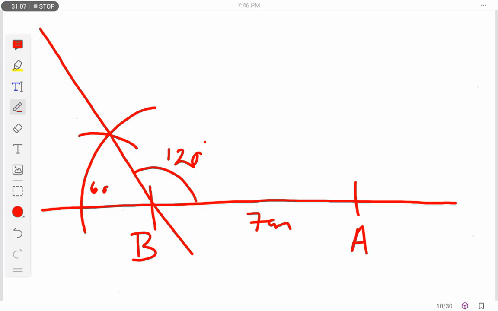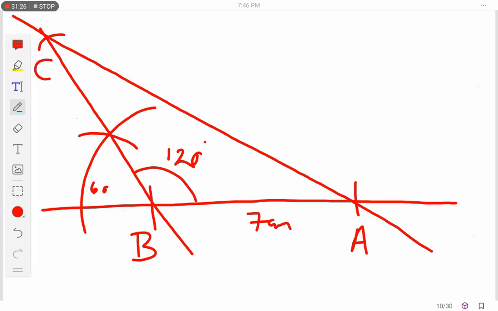Then we measure again 7 centimeters on this point here. You find out our 7 centimeters is there. That's where our C is. Now we join point C to point A. Okay, so I'm going to join these two together. This is not straight.